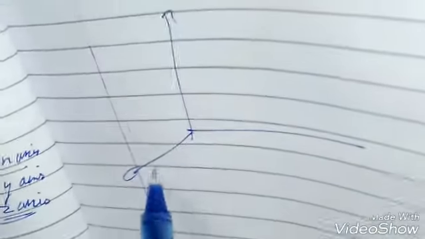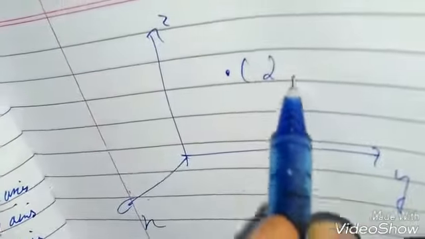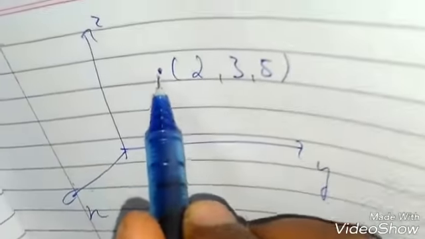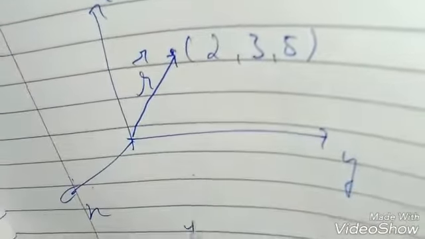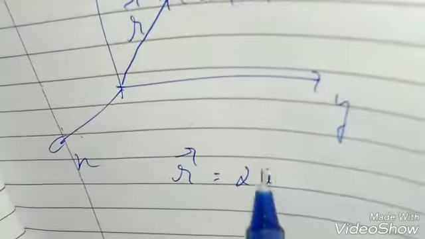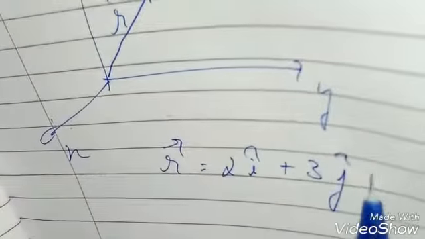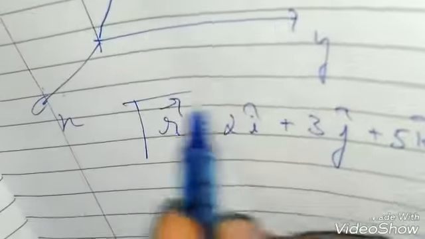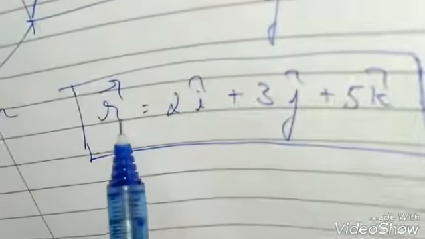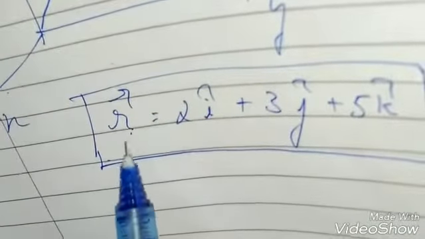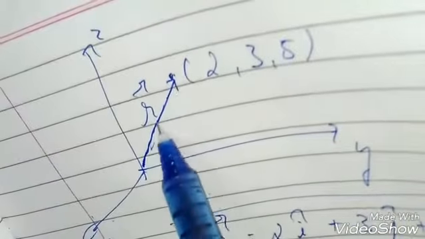Let's take an example. Let there be a point whose coordinates are 2, 3, 5, and if you want to write the position vector of this point, this r vector, then r vector will be written as 2i cap plus 3j cap plus 5k cap. It is a position vector. It has some direction also and some magnitude also. Its direction is this one.